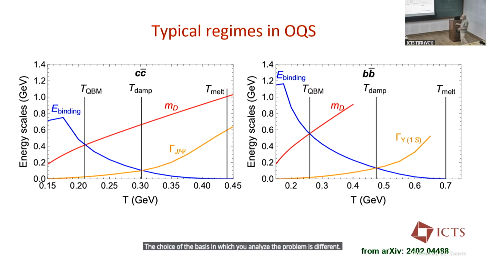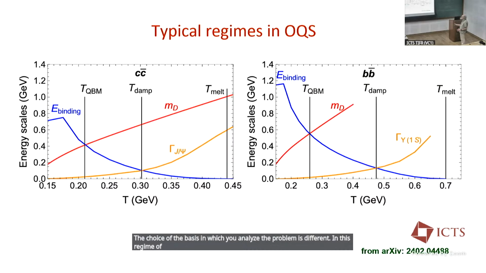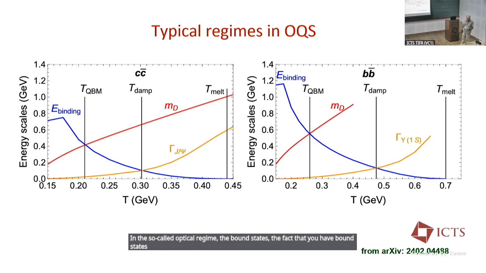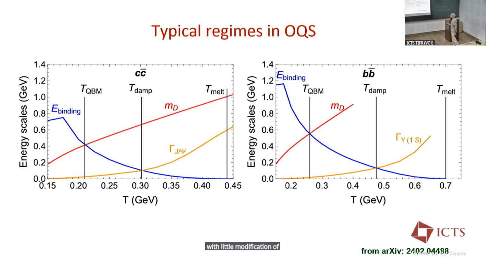In the regime of quantum Brownian motion, the coordinate space basis is the most useful because the density matrix becomes diagonal in that basis. In the so-called optical regime, the fact that you have bound states with different quantum numbers is the appropriate description, because you can think of transitions between these bound states with little modification of their intrinsic properties.